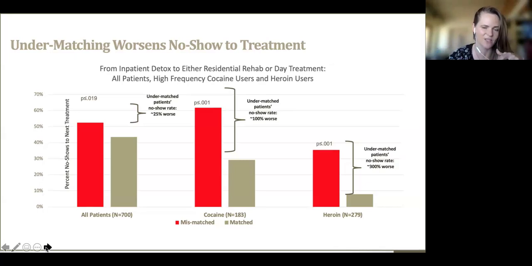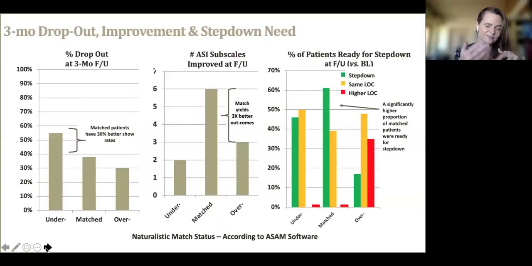Patients can definitely become frustrated if they're feeling like they're getting more services than they need. And they often sense that even if that may not be how they explicitly explain it to themselves. But they'll vote with their feet and not show up if the treatment isn't a good match for where they're at. So that again goes to the importance of the screening and assessment.